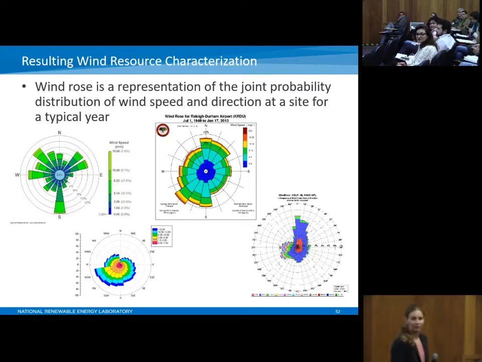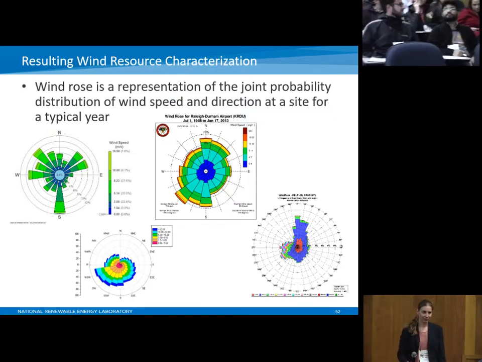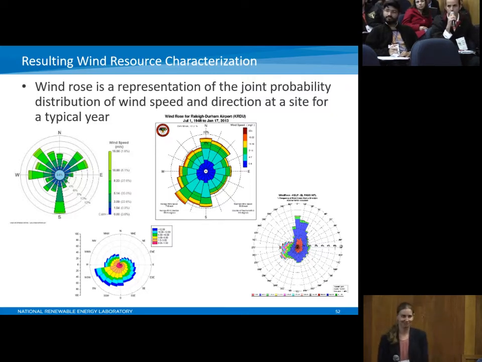Actually, I come from the northeast, and there it's really easy because we have almost omnidirectional wind. So within, let's say, 60 degrees, we have 90% of the wind coming all over the year, just coming from one direction.